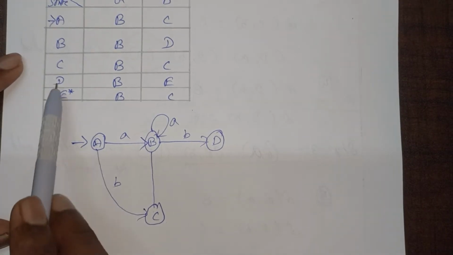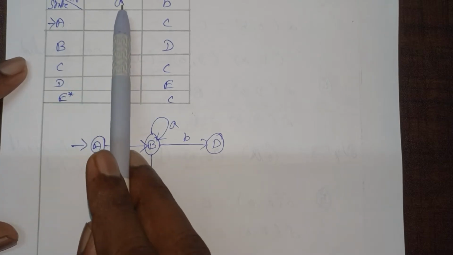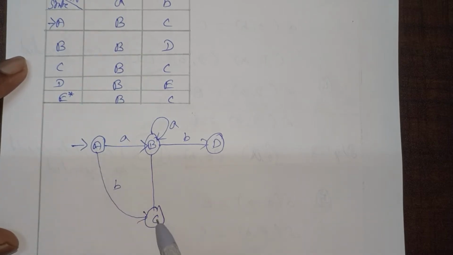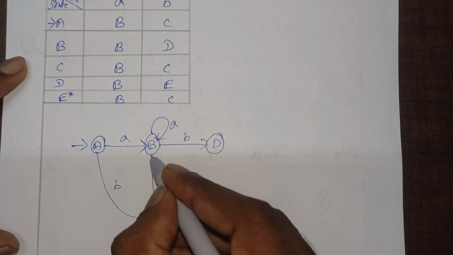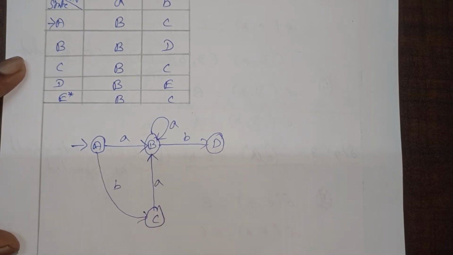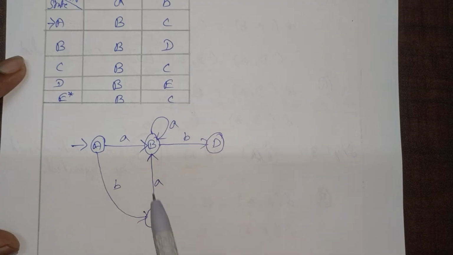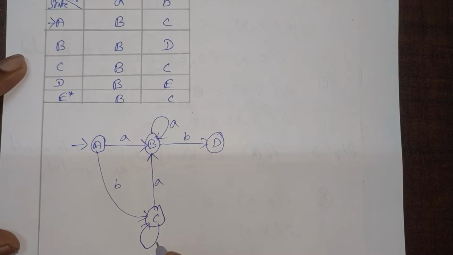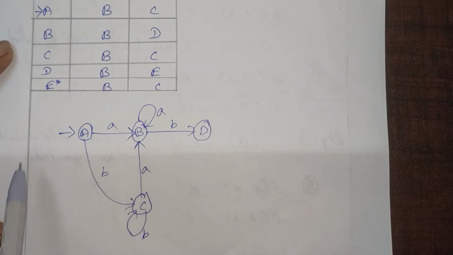Let me take you to the next state. You can see the state here is capital C, and C is taking a small a and reaching B. You can construct it in this way. Now again C is taking small b and it is reaching C, so it is taking small b and reaching itself. Let me take it to the next level.